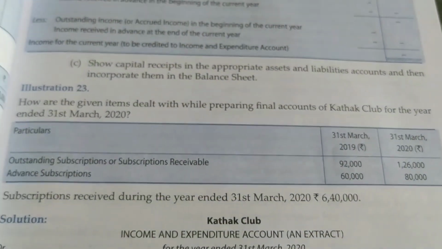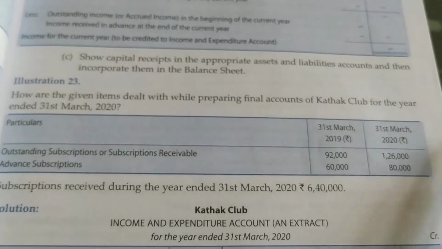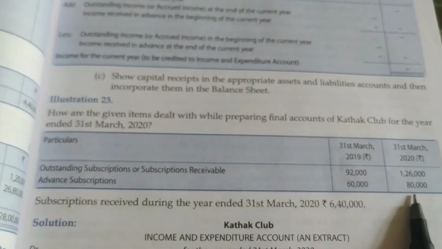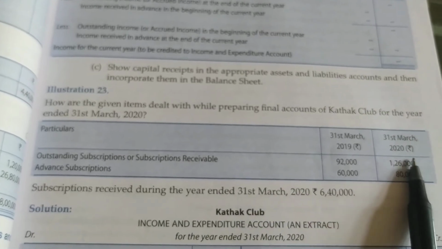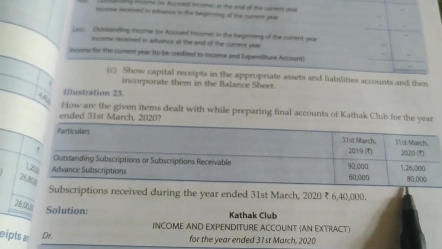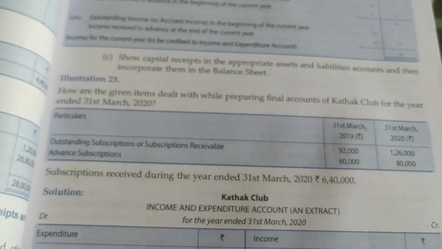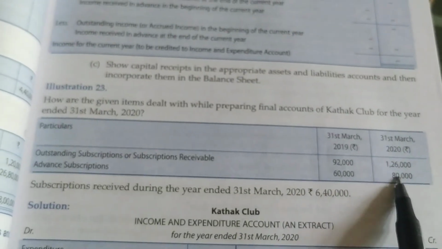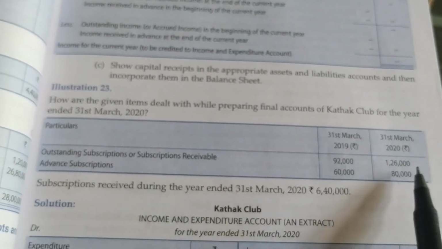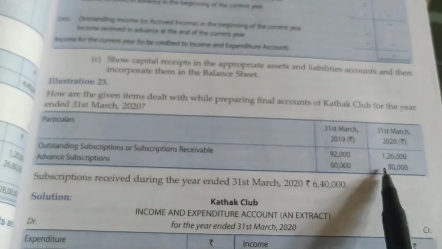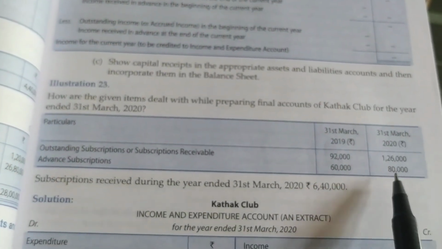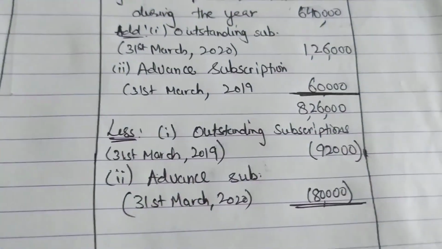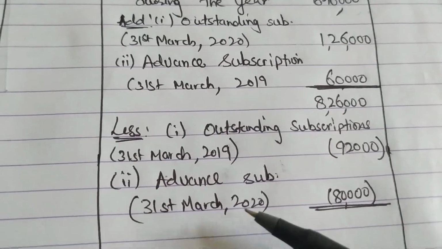And the last amount given in the question is advance subscription received on 31st March 2020. So students, as the current year ends on 31st March 2020, when an advance is given at the end of the current year, it will be for the following year, not the current year. As this advance is for the next year, given on 31st March 2020, this amount will also be deducted from the subscription. Now I will write this advance subscription, 31st March 2020.